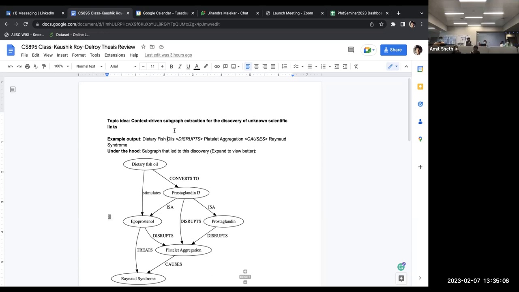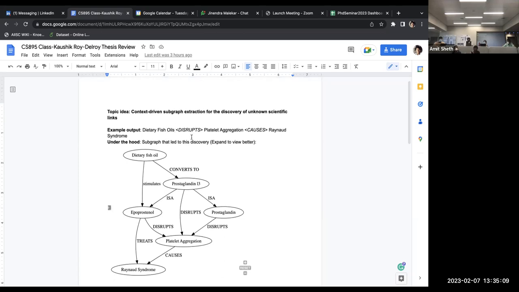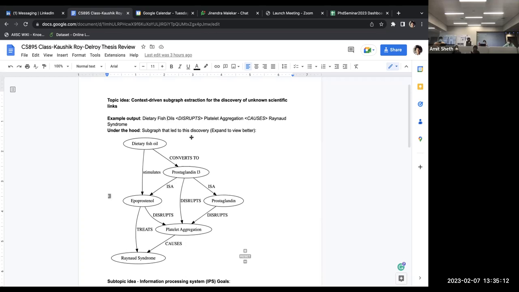Before, I like to think of the inputs and outputs first. So maybe that's a little bit of a spoiler. Here is an example output. You have dietary fish oil, and the typical thing that happens with dietary fish oil is that it stimulates a particular treatment for this syndrome, Raynaud's syndrome, for example. Nobody would naturally think to predict an adverse effect of something that actually promotes treatment for a disease, right? Here you can see an adverse effect for that disease, even though dietary fish oil actually promotes treatment for Raynaud's syndrome, but here it directly shows that it disrupts something that can cause Raynaud's syndrome. This should be quite a shocking discovery at the time that it was made.